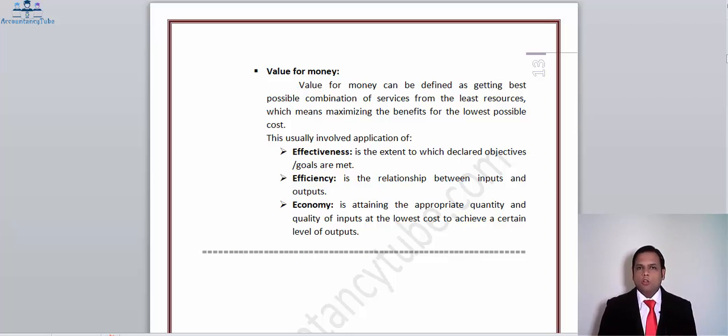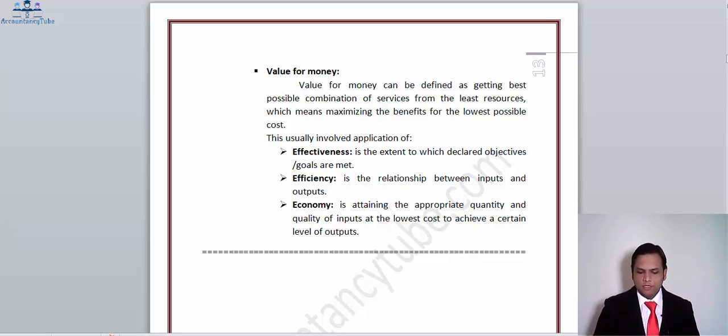It is also used as an assessment for not-for-profit organizations and government organizations, where their main focus is not the profit but the welfare of the people. It involves the application of effectiveness, efficiency, and economy. Let's look at them in turn.